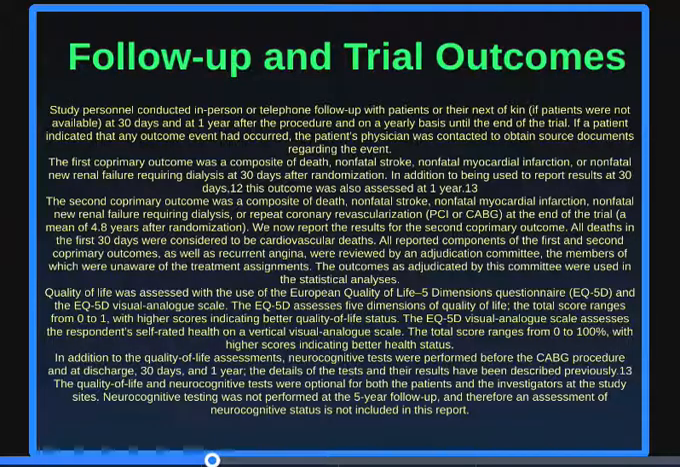In addition to the quality of life assessment, neurocognitive tests were performed before the CABG procedure, at discharge, at 30 days, and at 1 year. The details of the tests and their results have been described previously. The quality of life and neurocognitive tests were optional for both the patients and the investigators at the study sites. Neurocognitive testing was not performed at the 5-year follow-up, and therefore an assessment of neurocognitive status is not included in this report.